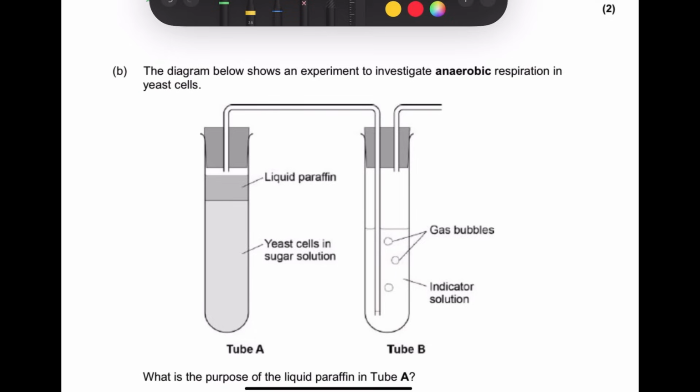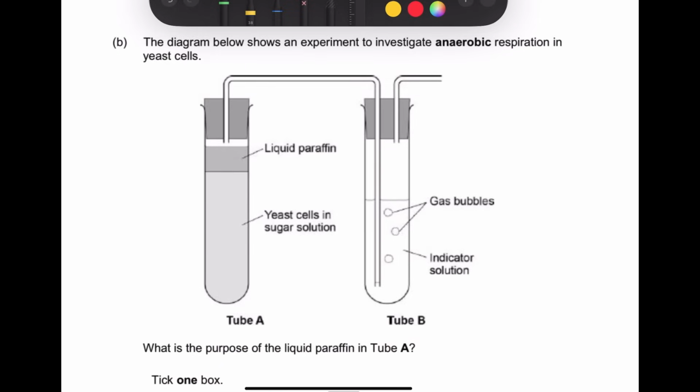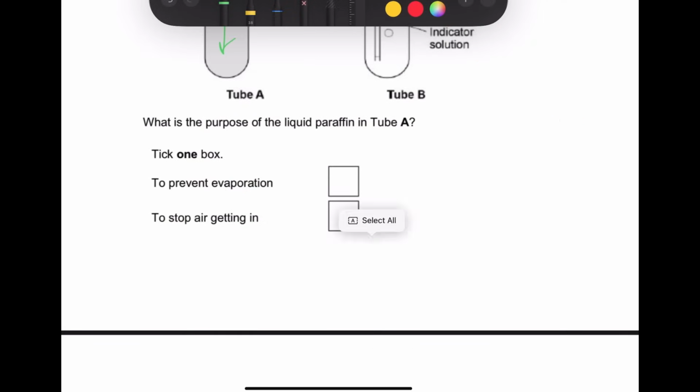The diagram below shows an experiment to investigate anaerobic respiration in yeast cells. What is the purpose of the liquid paraffin in tube A? We want to see anaerobic respiration. What the liquid paraffin does is it stops air from getting in so that there's no oxygen, because with oxygen it would be aerobic respiration. So we need to stop any oxygen or air coming in so that we can make sure they respire anaerobically. It stops any air going in.